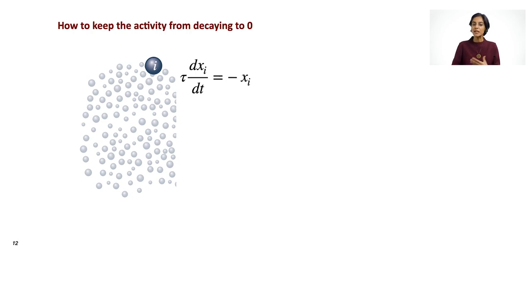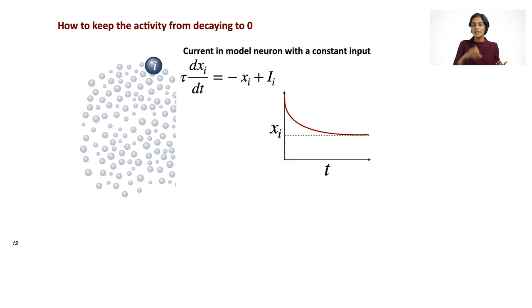So how do you keep the activity of the neuron from decaying to zero? We can introduce the concept of an input. So let's say that instead of just leaking, this neuron received a constant input, which I'm calling x_i here for that particular neuron. So instead of decaying to zero, that neuron decays its activity with the same time constant as it did before. But instead of decaying to zero, it goes to a different constant value at the end.